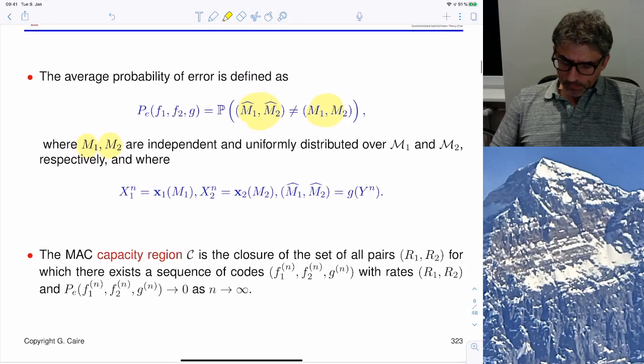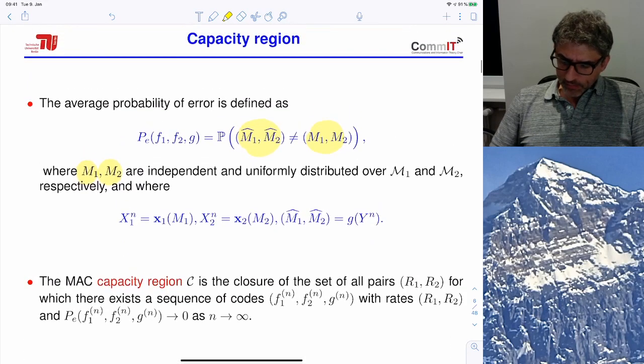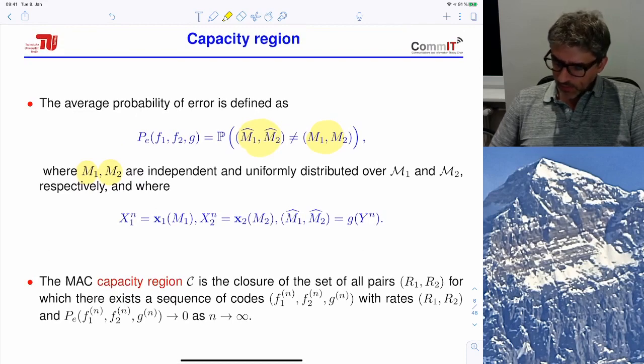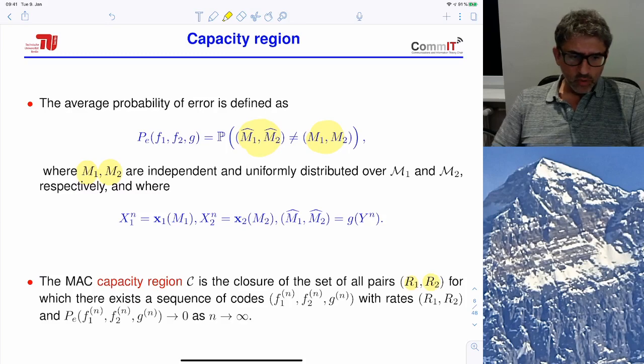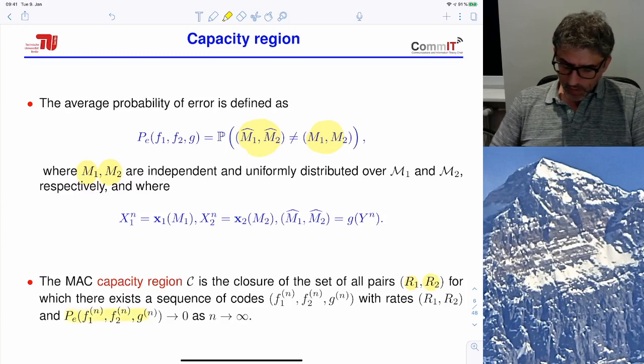And we can define the capacity region of the MAC as the set of all pairs of rates, R1, R2, for which there exists a sequence of codes of rate R1, R2, such that the probability of error becomes arbitrarily small, so it vanishes to 0 as n goes to infinity.